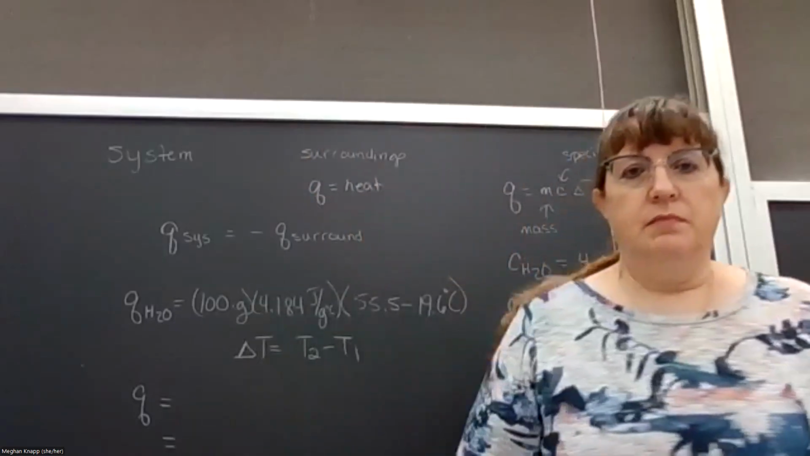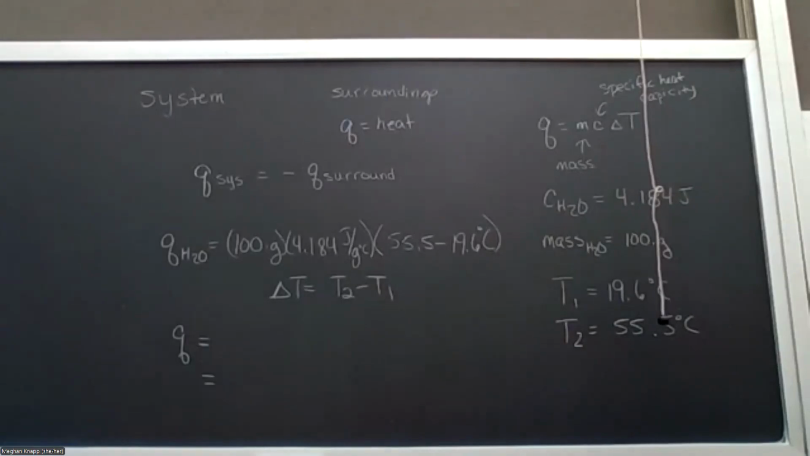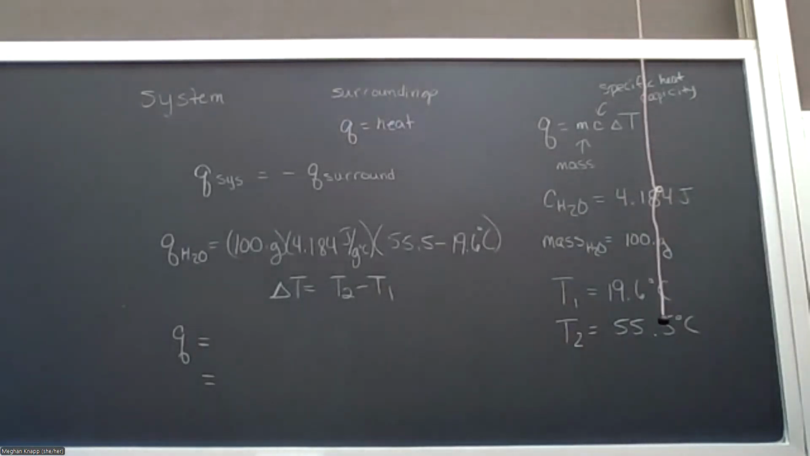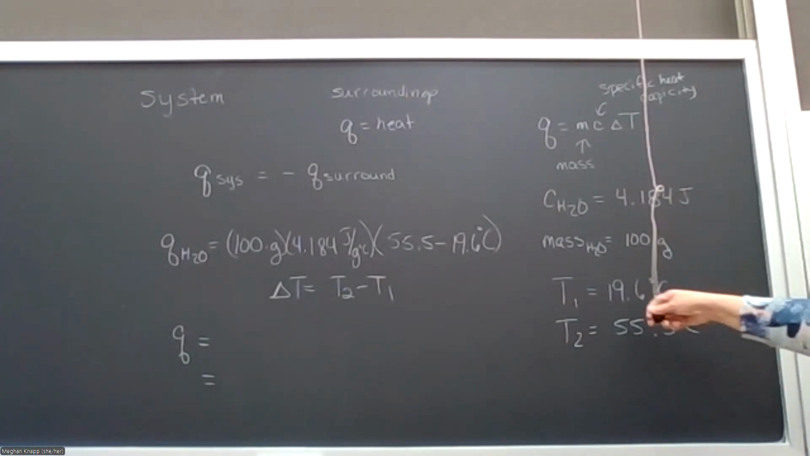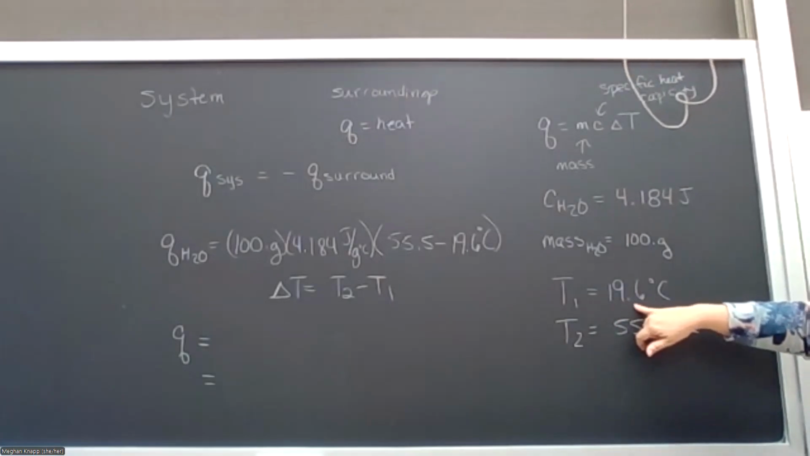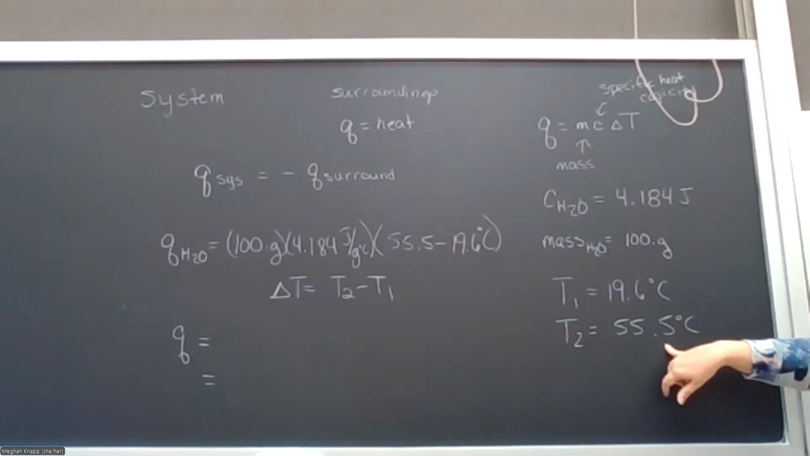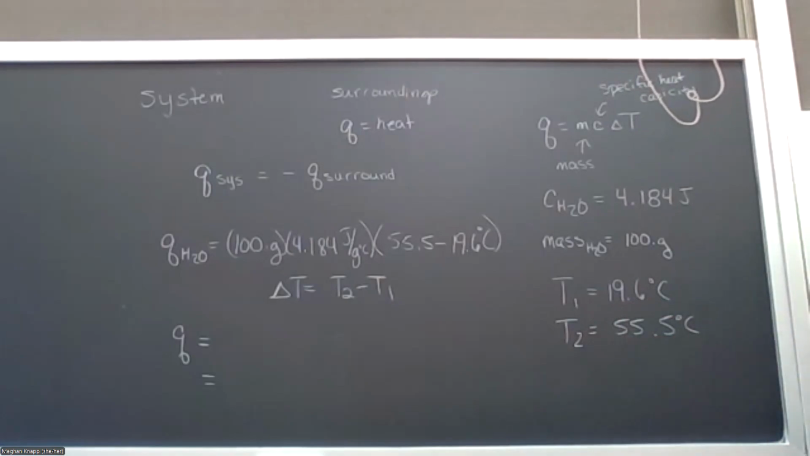So I came up with this little problem for the other class, which hadn't gotten to use the hand warmers yesterday. So we pulled out a hand warmer and I measured the temperature change. The temperature went from about 19.6, kind of cool in the classroom, up to 55.5 degrees Celsius. And so we want to know how much heat that is.